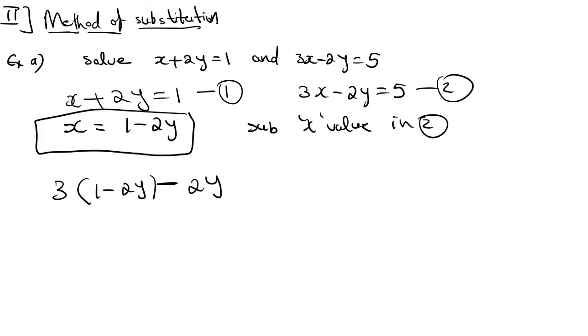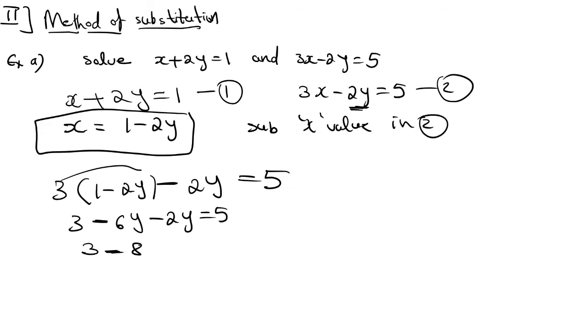Then I am substituting that value in equation 2. So 3 into x is there. What is x? 1 minus 2y. Minus 2y comes from the question, right? Minus 2y equal to 5. Simplify this one. 3 minus 3 into 2y. 3 into 2y equal to 6y. Minus 2y equal to 5. So 3 minus 8y is equal to 5. Again we need to simplify this one.